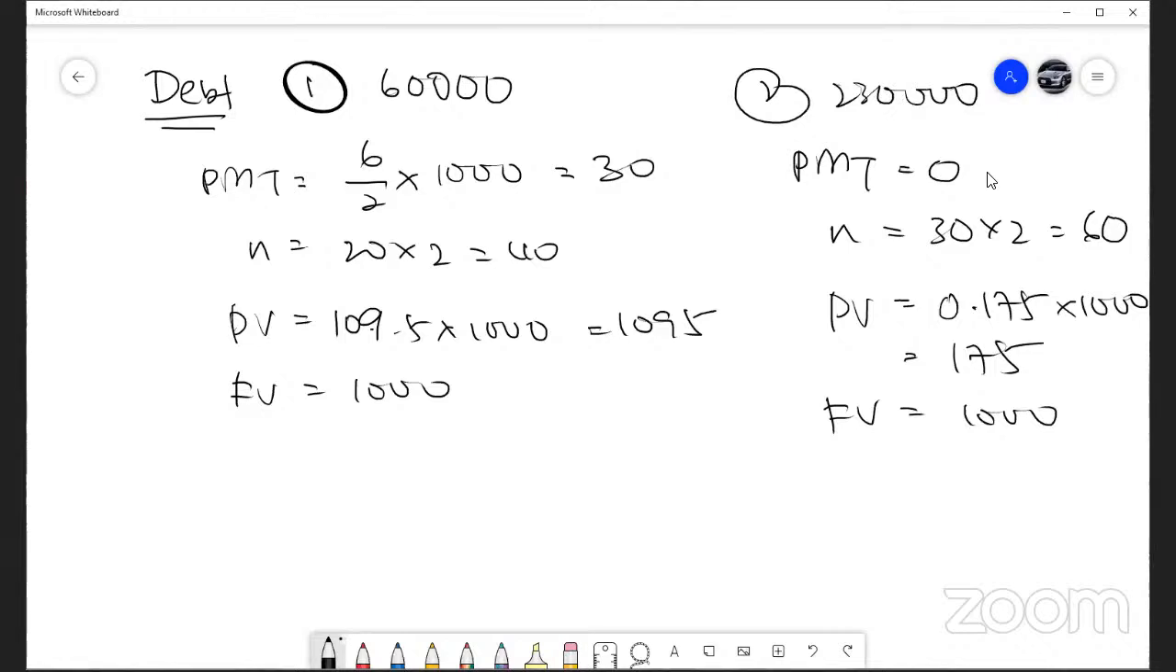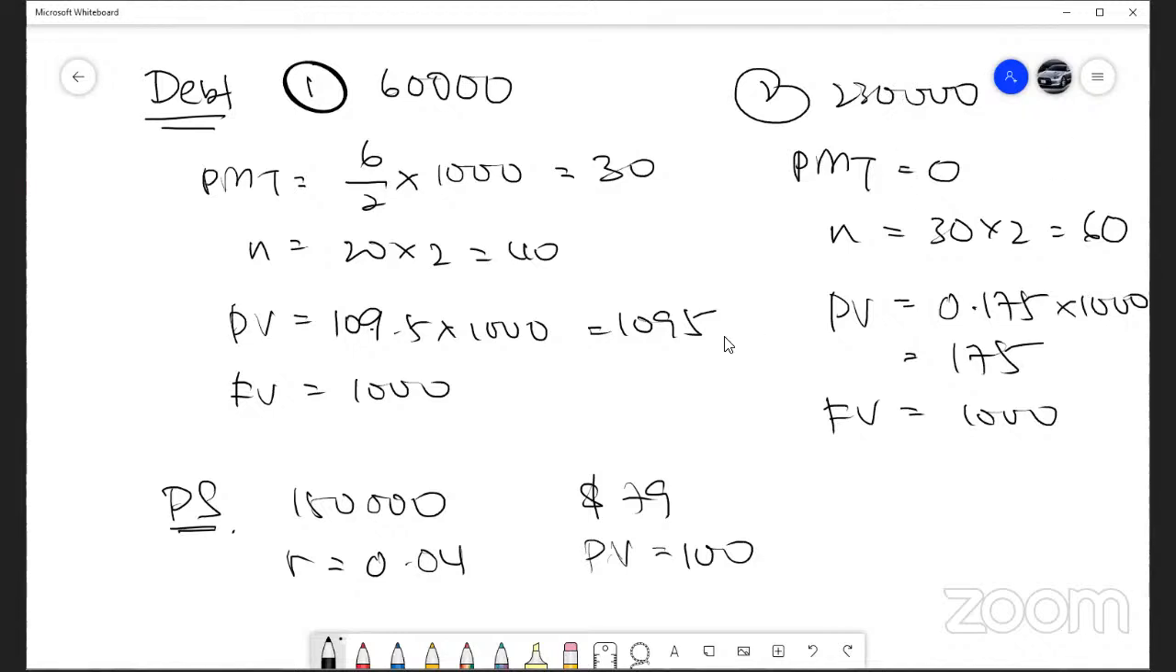Next is preferred stock. Preferred stock is different from equity. So 150,000 shares, 4% preferred stock with a current price. Okay, 4%, 150,000. R equals 0.04. And a current price of 79, and par value of 100.